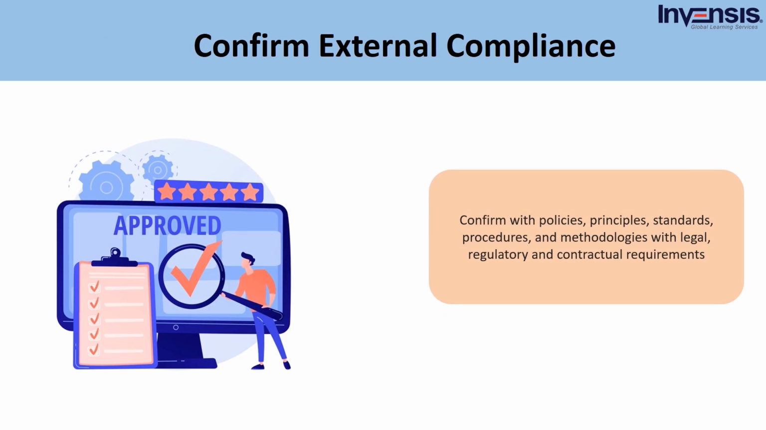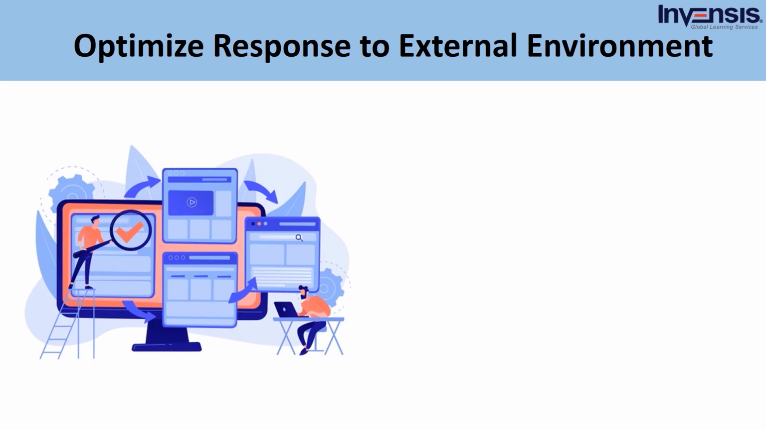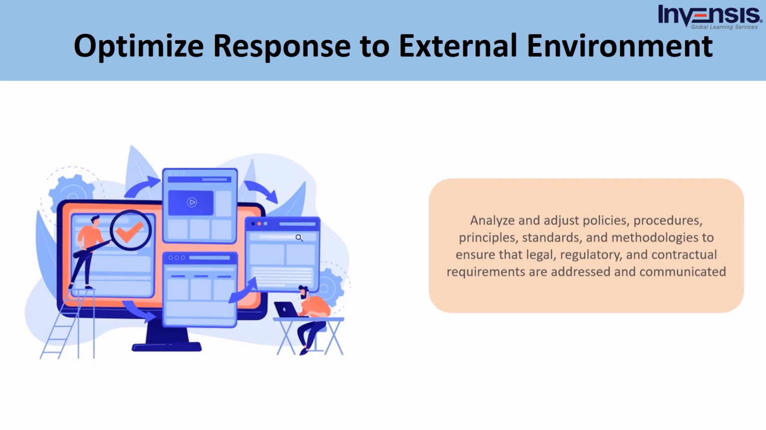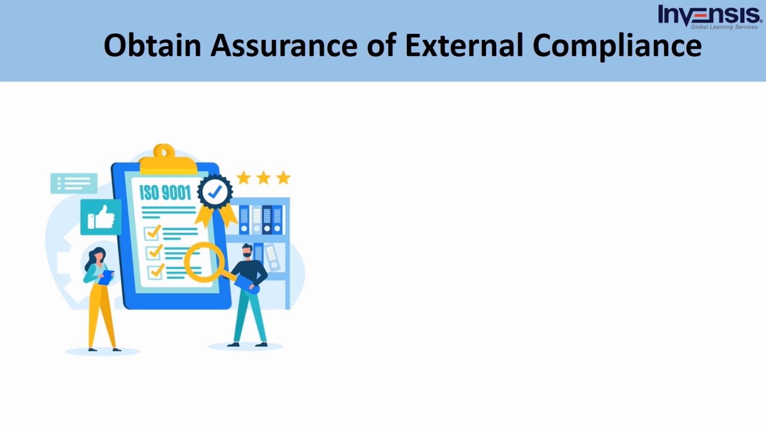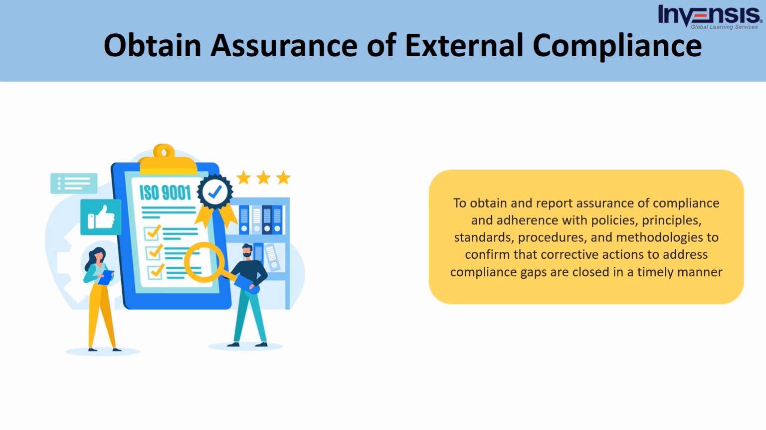The second is confirm external compliance. Confirm with policies, principles, standards, procedures, and methodologies with legal, regulatory, and contractual requirements. The third is optimize response to the external environment. Analyze and adjust policies, procedures, principles, standards, and methodologies to ensure that legal, regulatory, and contractual requirements are addressed and communicated. The fourth is obtain assurance of external compliance. To obtain and report assurance of compliance and adherence with policies, principles, standards, procedures, and methodologies to confirm that corrective actions to address compliance gaps are closed in a timely manner.